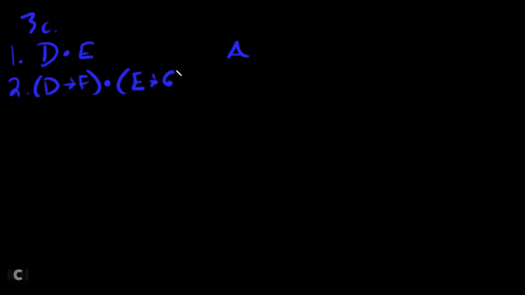All right, now let's take a look at 3C. So I'm going to give 3C to you as I would give it to you if I were giving it to you on a quiz. So this one's a little bit more complex. So here's what we got. Line 1, D dot E. Assumption. Line 2, D arrow F dot E arrow G. This is also an assumption.